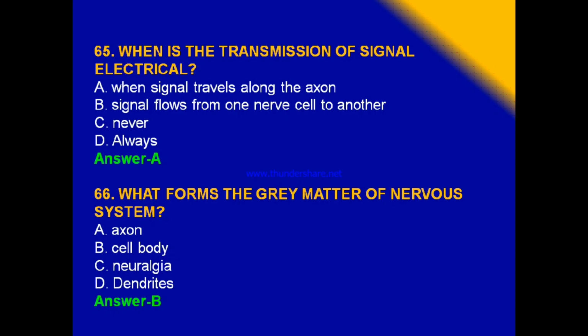What forms the grey matter of nervous system? Axon, cell body, neuroglia and dendrites. So option B, cell body forms the grey matter of nervous system.